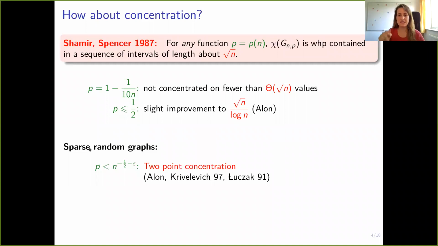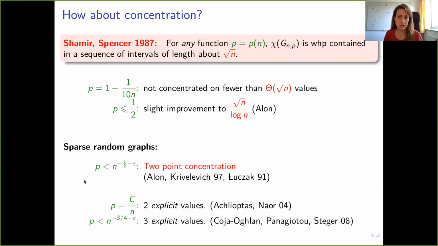Now, none of these things actually give you any information whatsoever on what these intervals are and what these two values are. In some cases, we actually know what the values are. Achlioptas and Naor gave two explicit values for p a constant over n. And this was extended to three explicit values for p up to n to the -3/4 some years later by Coja-Oghlan, Panagiotou and Steger. Yeah, so this is what we know basically about concentration.